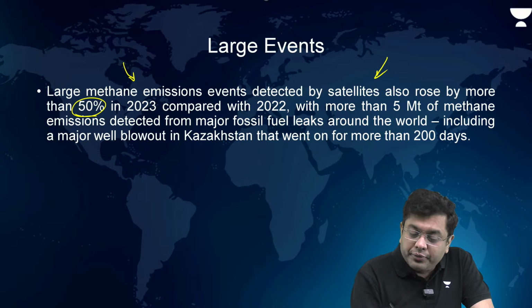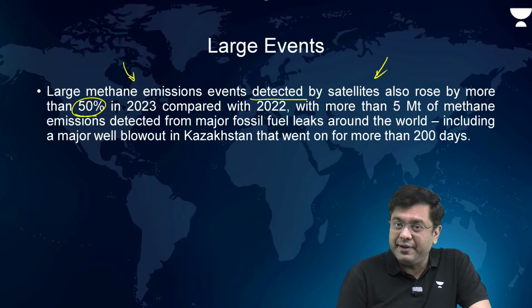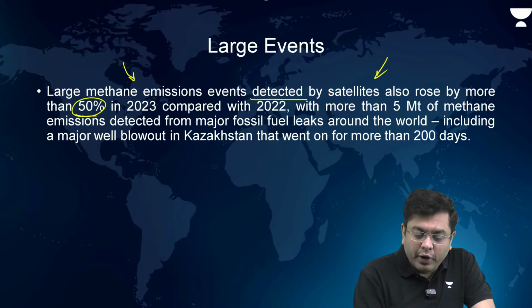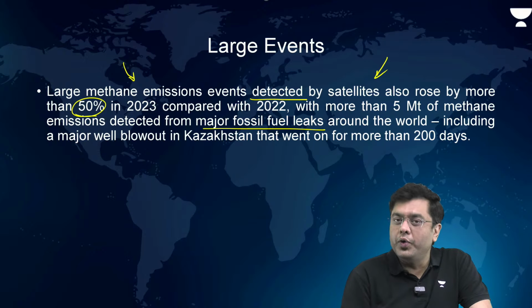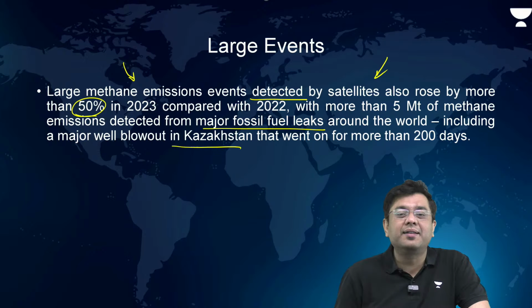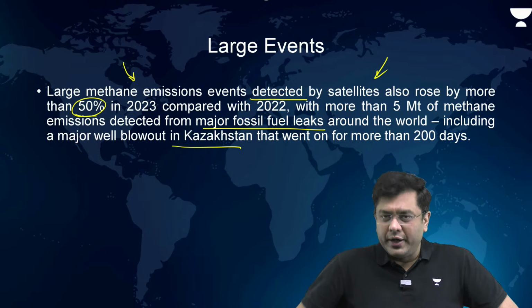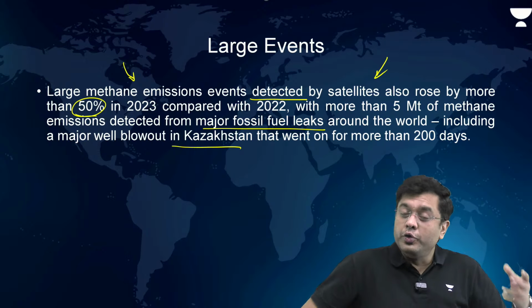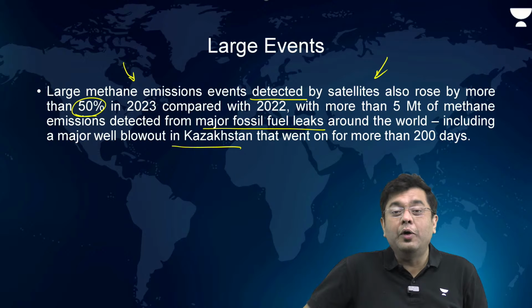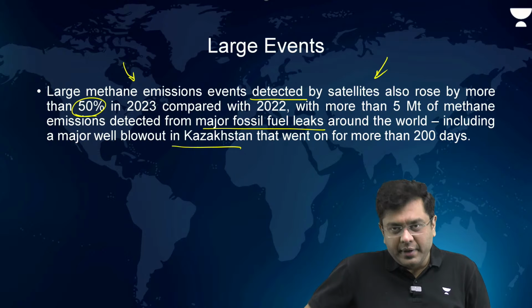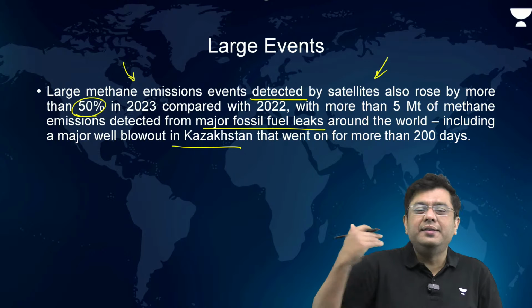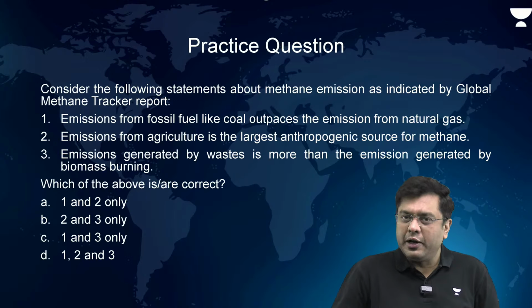So emission events detected have increased partially because of the leaks around the world, including a blowout in Kazakhstan that went on for 200 days. You also had a few years back a similar kind of blowout in the region of Assam as well. So that is where these large-scale events are the big contributors.